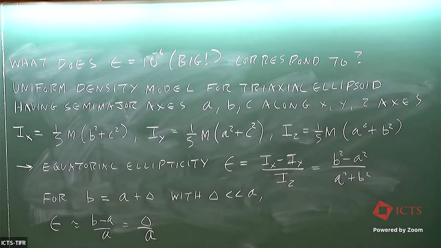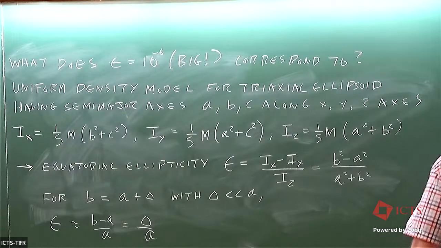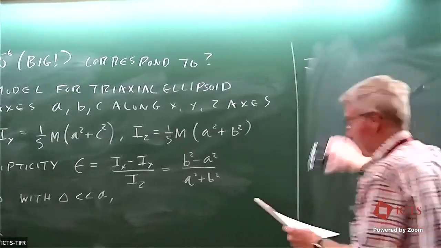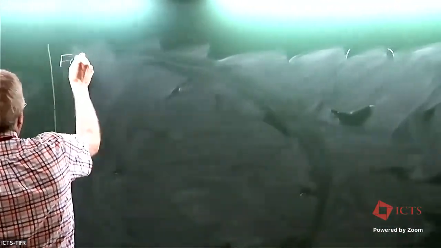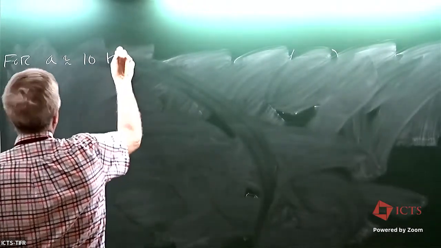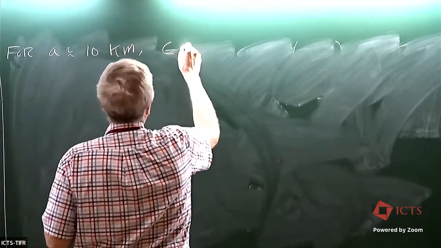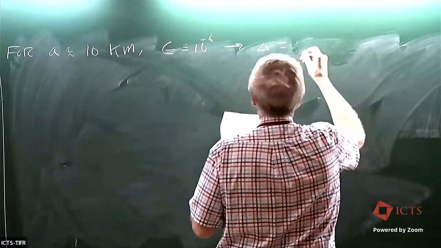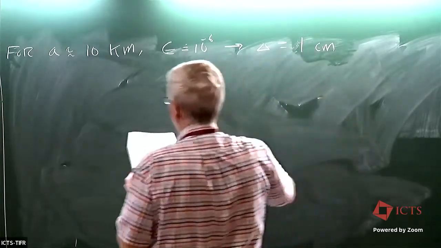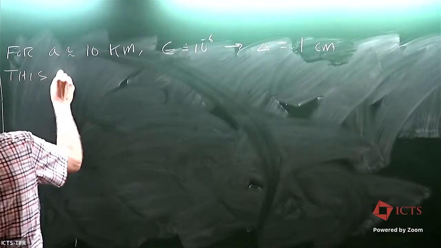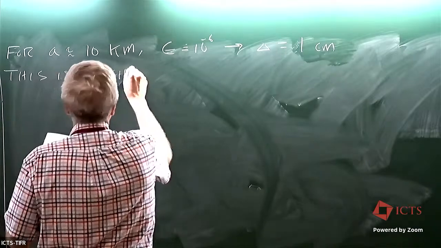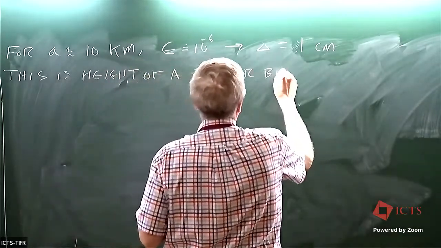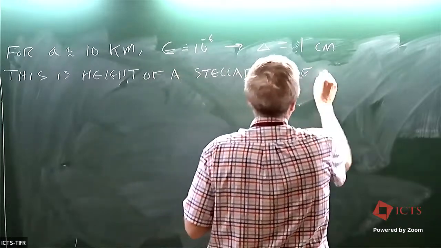So we can plug in some numbers for an ordinary conventional neutron star and get a sense of what the ellipticity of 10 to the minus 6 actually corresponds to. And so for a in the ballpark of 10 kilometers, epsilon equal to 10 to the minus 6 corresponds to a delta of about 1 centimeter. Now I should remind you that this is the height of a stellar bulge, not some local mountain.